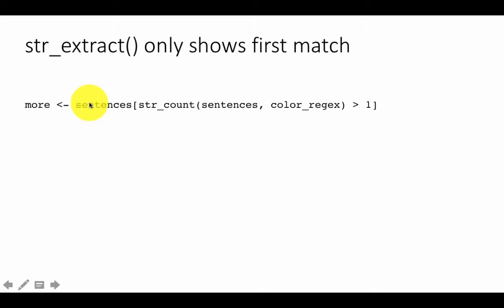So here we are saying, let's check if there are sentences that have more than one color in them, just to show that str_extract only shows the first match. So more is going to be the set of sentences that have more than one color. I'm saying sentences of str_count of sentences, color regex, is greater than one. Remember, str_count is going to give us the count. So this is going to filter only those sentences that have more than one color. If you type more, you'll see that there are actually sentences that contain more than one color. If you run the code, you'll see that. In fact, let's do that.